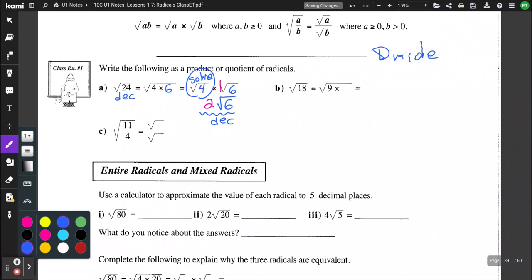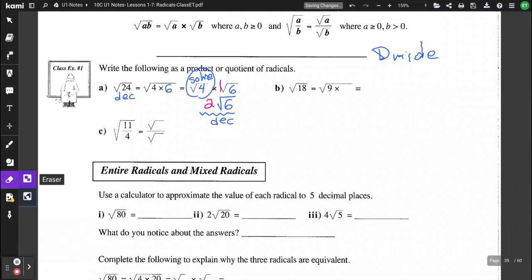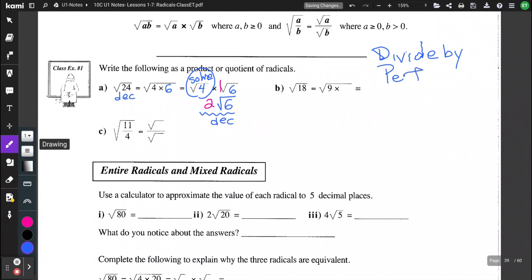Oh, no. That's really rough. Oh, my. I know. Looks like the pen is drunk. Divide. By. Perfect.